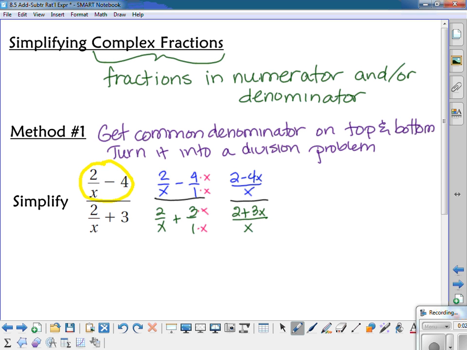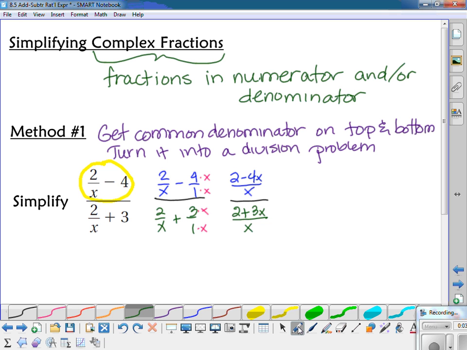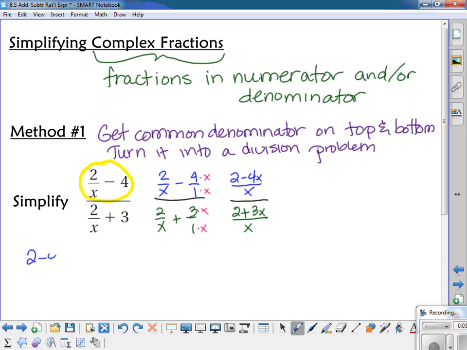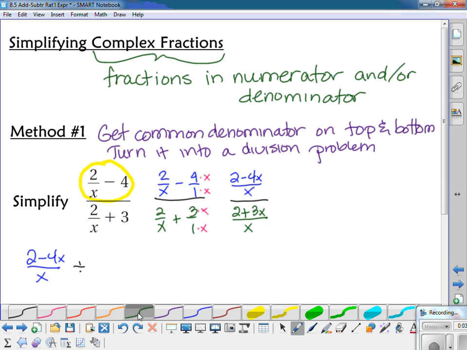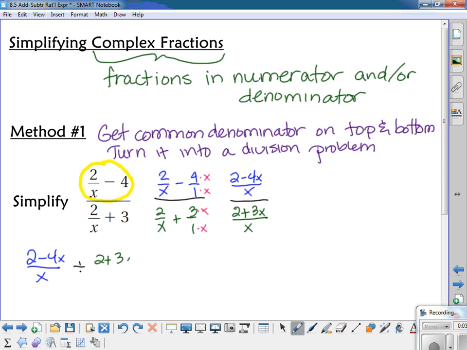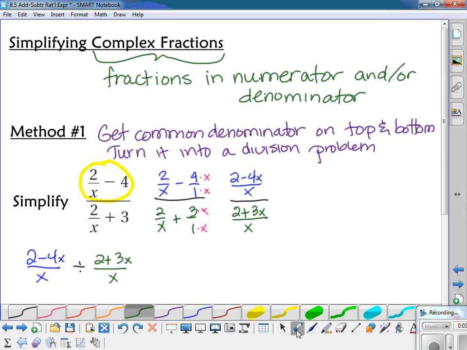So a fraction is just a division problem. What I'm really doing is I'm taking 2 minus 4x over x, and I'm dividing it by 2 plus 3x over x. So I've changed it from a fraction and written it like a division problem. And then what do we do when we divide by a fraction? Yeah, flip it, multiply by the reciprocal, right?